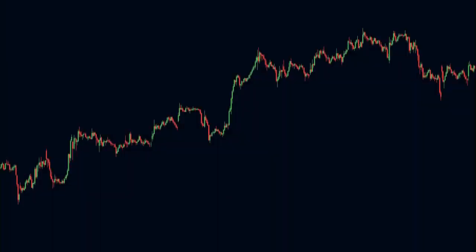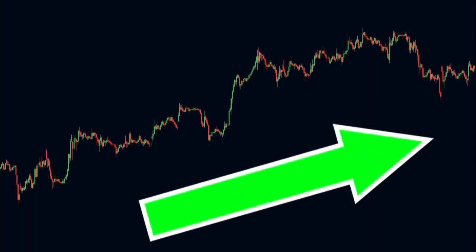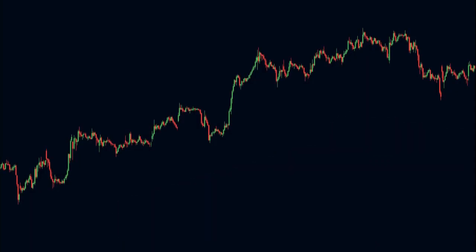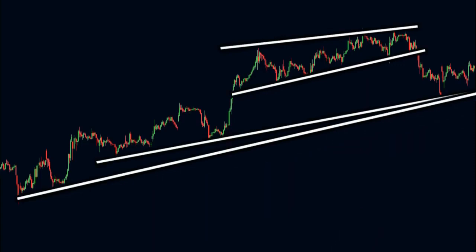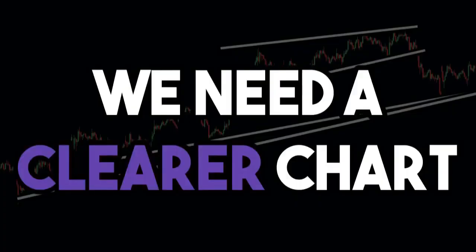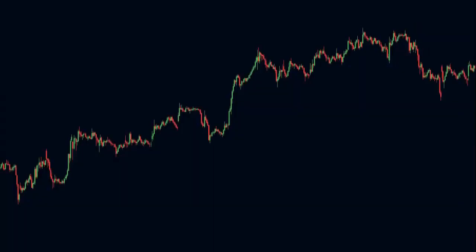Look at this chart. Here we can see that the price is in an uptrend. Now, here are the potential trend lines that could be drawn. But when we have so many trend lines plotted on the same chart, it becomes really difficult to trade. We need a clearer chart. So, let's start over again.